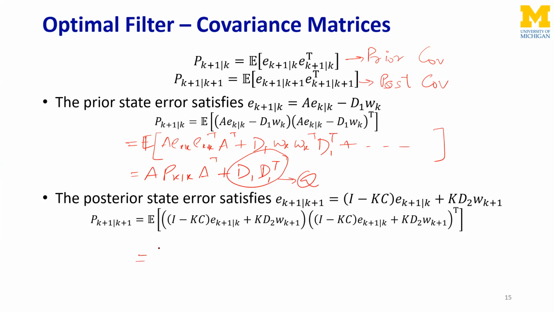Similarly, the posterior state error satisfies this equation, and I'm going to follow all the steps again. We are going to end up with (I minus KC) P_{k+1|k} (I minus KC) transpose. And similarly on this side, K D2 times W_{k+1} W_{k+1} transpose, whose expected value is going to be the identity. And we used to call that R. So we are going to end up with this term.